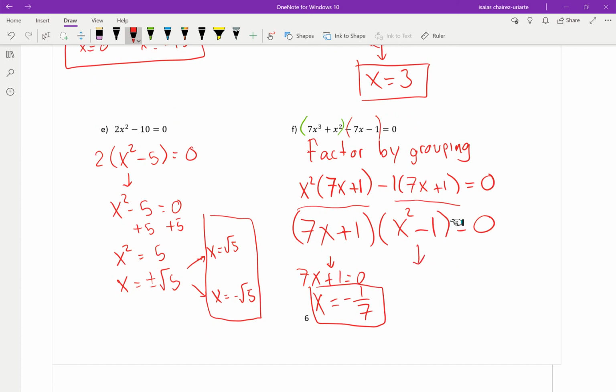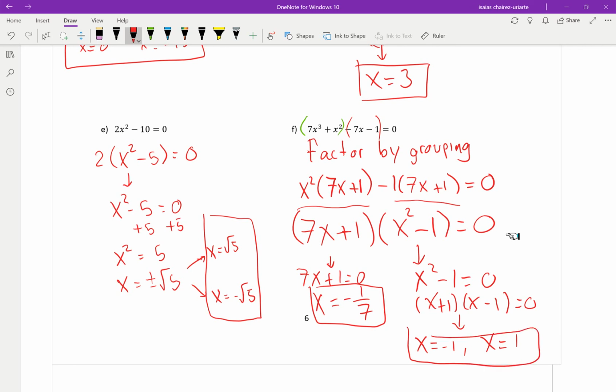This says that x squared minus 1 equals 0. Okay, and this is called a difference of squares, and it's factorable. It factors as x plus 1 times x minus 1. Or you could have just added 1 and then taken a square root, and well, then here we have answers. x equals negative 1 and x equals positive 1. So we have three answers: negative 1/7, negative 1, and positive 1.